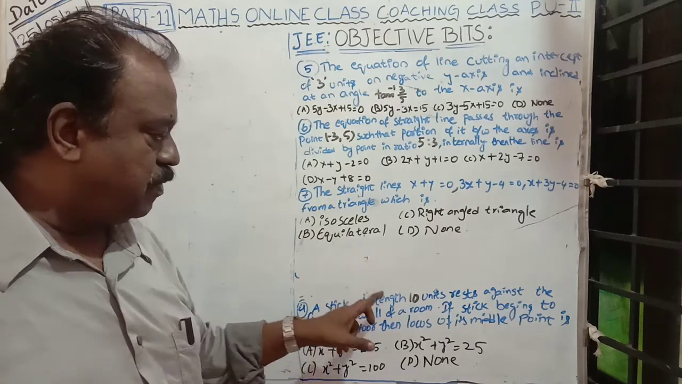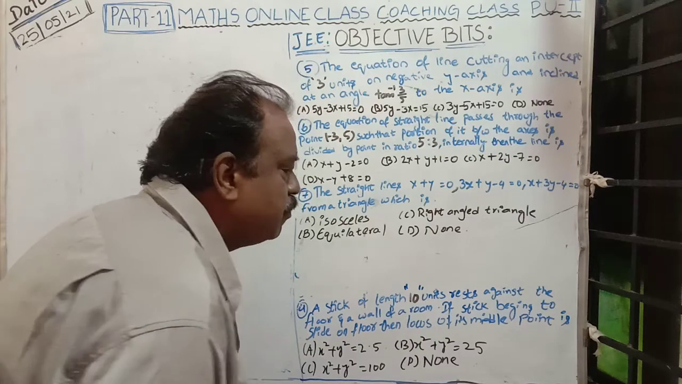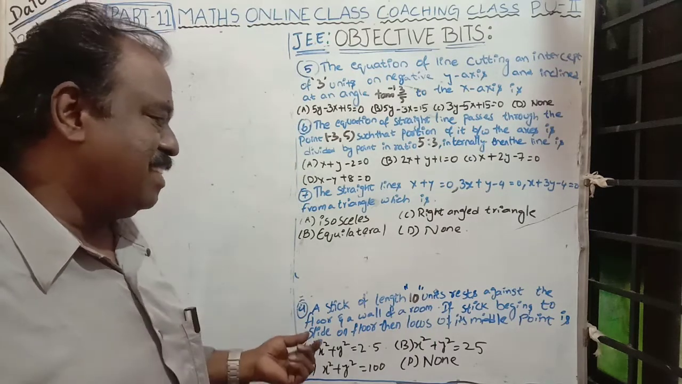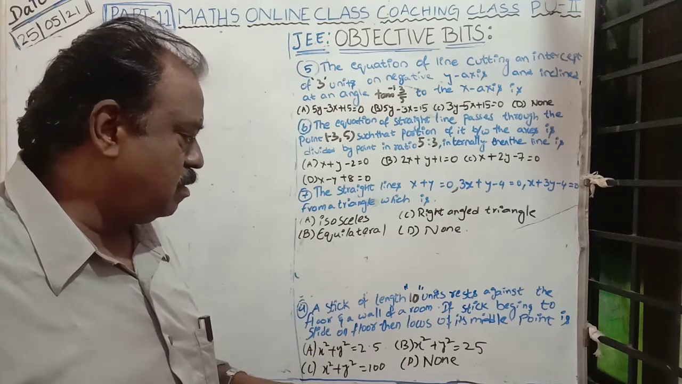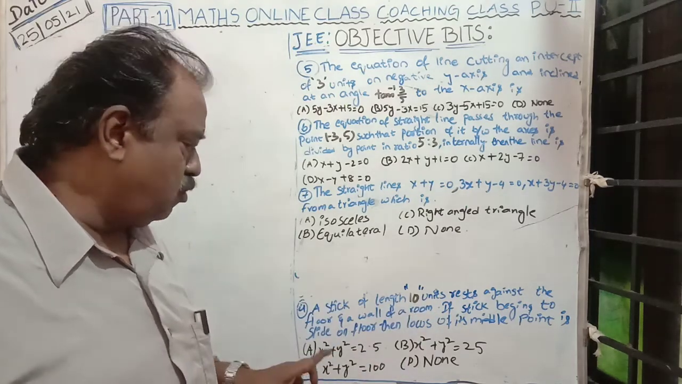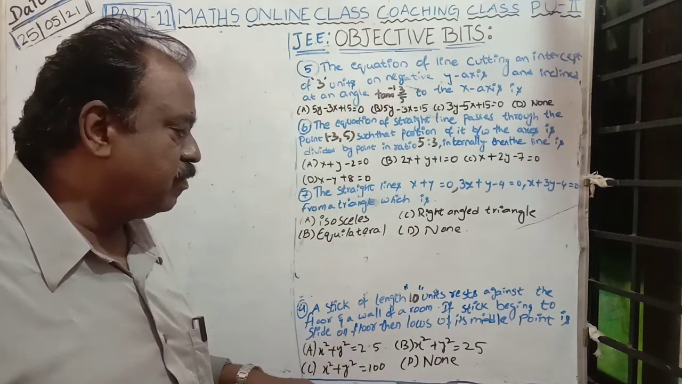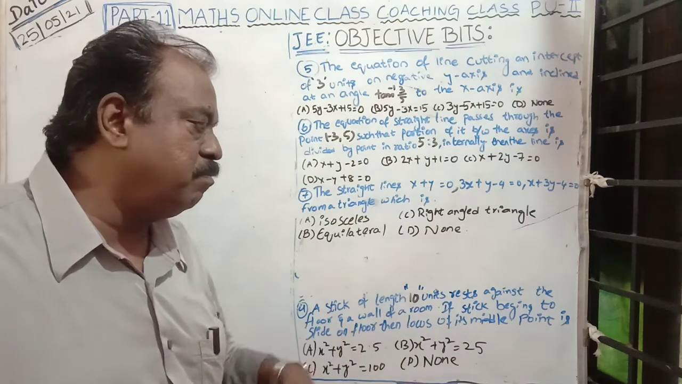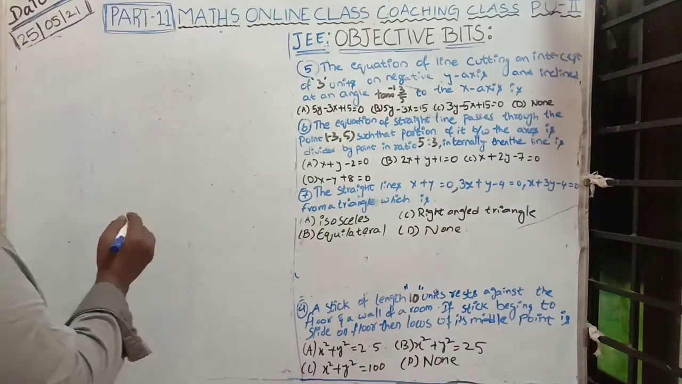A stick of length 10 units rests against the floor and a wall of a room. If the stick begins to slide on the floor, then find the locus of its middle point. A very good concept. Please observe me.